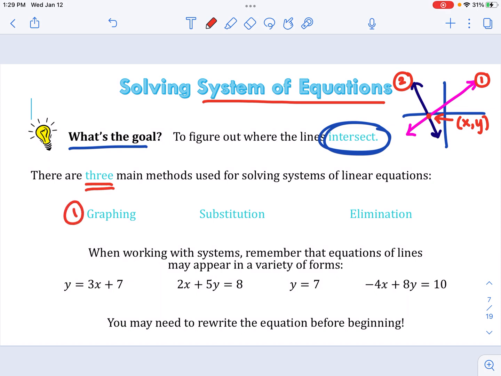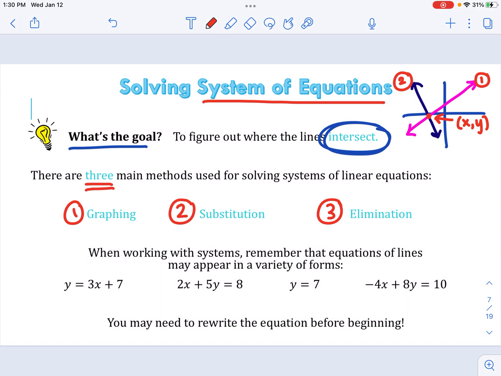The first method is graphing, which is a little bit more time consuming. However, it gives us a nice visual of what's happening in the graph. The second method is substitution. This is a nice, easy way of applying what we know about evaluating expressions in order to substitute for systems of equations. And the third and final method is elimination. All three methods have their pros and cons, and that's something you're going to be looking out for today.